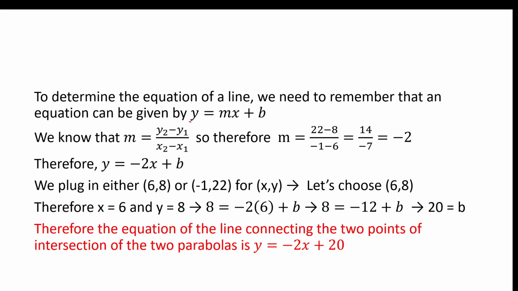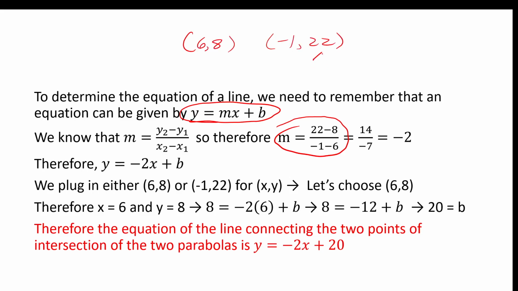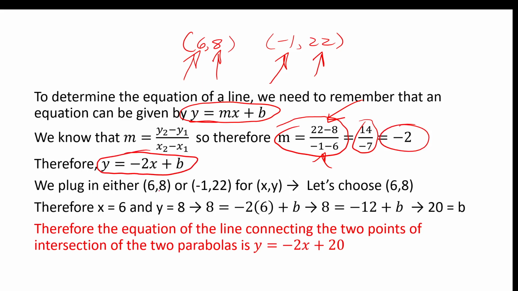Well, the equation of a line is given by y equals mx plus b. So we can say that the slope will be y2 minus y1. And just to remind you, the points are 6, 8, and negative 1, 22. So we can say y2 minus y1 over x2 minus x1 is going to ultimately equal 14 over negative 7, which is negative 2. So instead of writing y equals mx plus b, we can write y equals negative 2x plus b. Now we can sub in the point 6, 8 or the point negative 1, 22 for x and y.